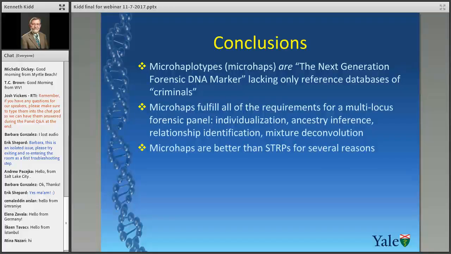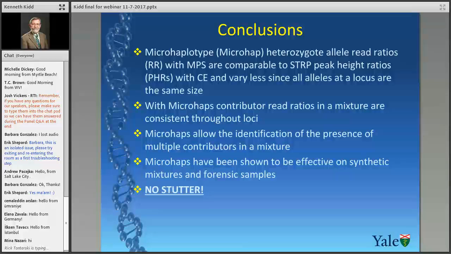I conclude that microhaplotypes are the next generation of forensic DNA marker, but they lack the security blanket I refer to as the reference database of convicted offenders. They fulfill all the criteria for a multi-locus forensic panel, including missing persons identification, as you'll hear later. And I think they're much better than the short tandem repeat polymorphisms for many different reasons.